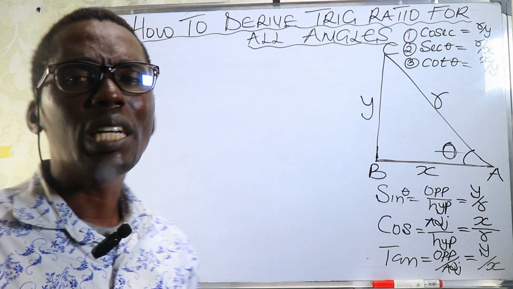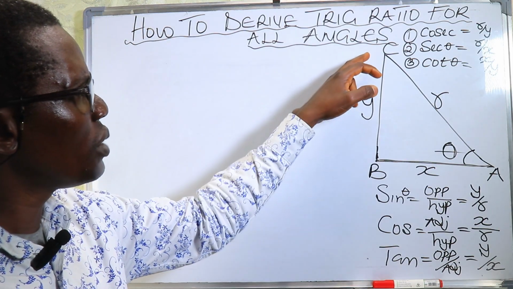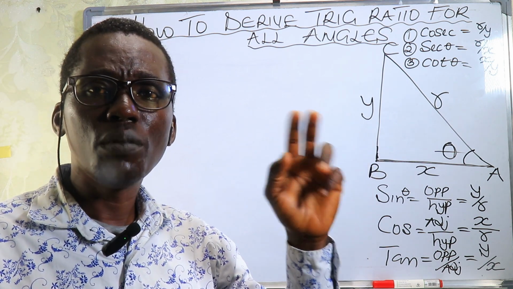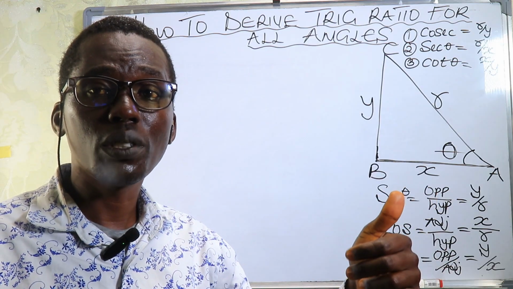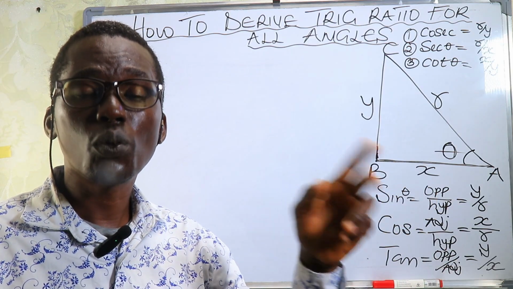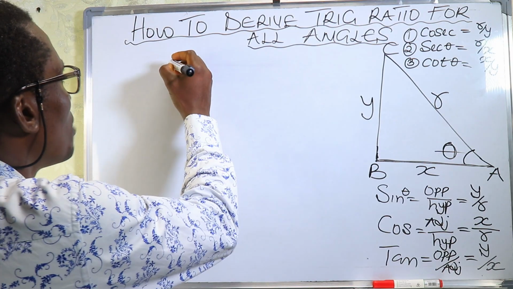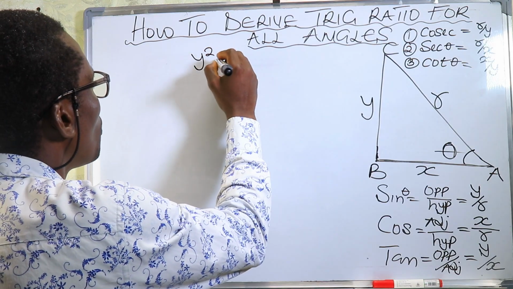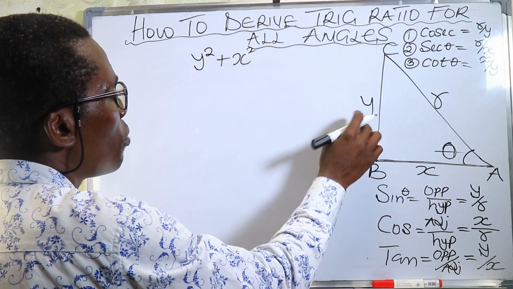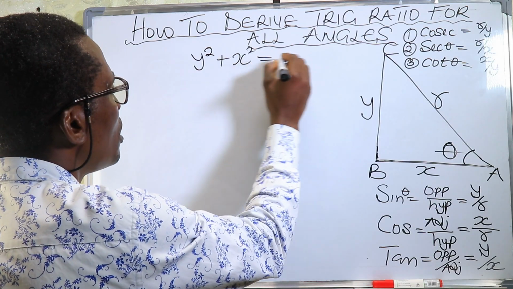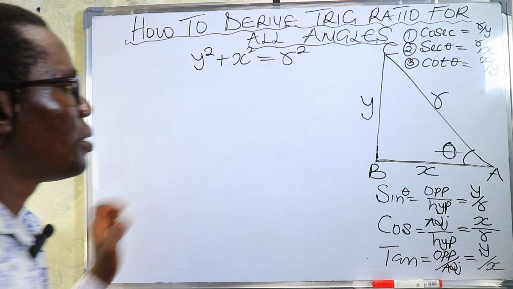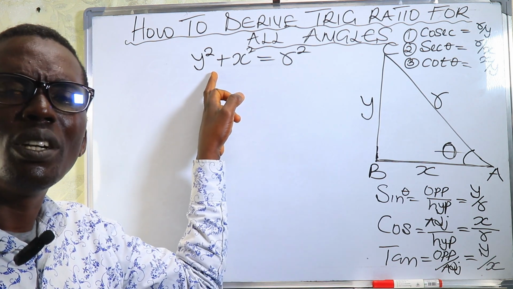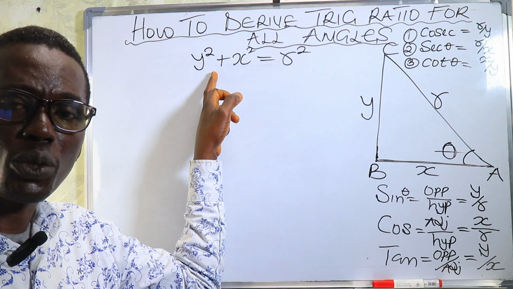The other ones wey we want use now the Pythagoras theorem. Now if you look this triangle, Pythagoras theorem say the square of the hypotenuse always dey equal to the sum of the square of the other two sides. So that means say if I put Pythagoras theorem here, it will give me y square plus x square, the opposite and adjacent, two of them will be equal to r square. Now how I fit take use this one now derive all other trigonometry ratios?